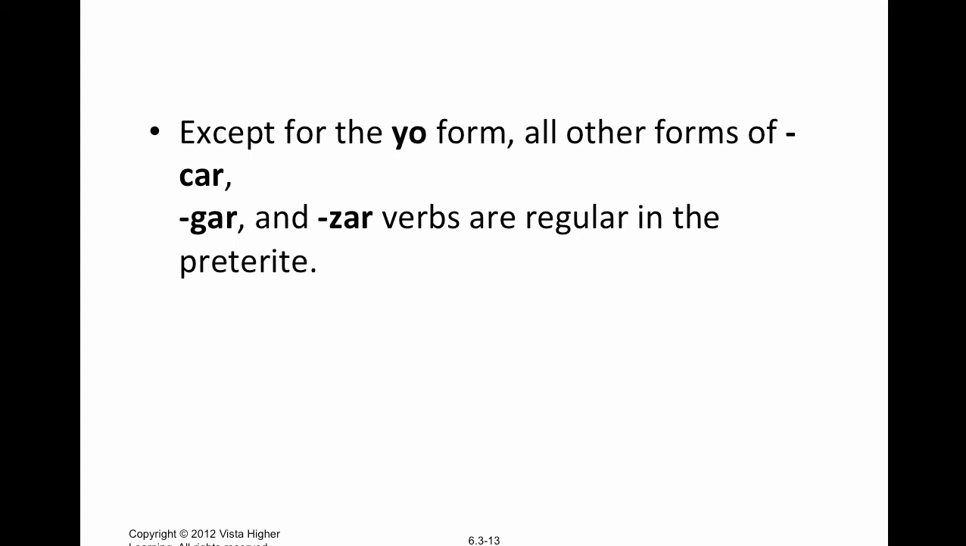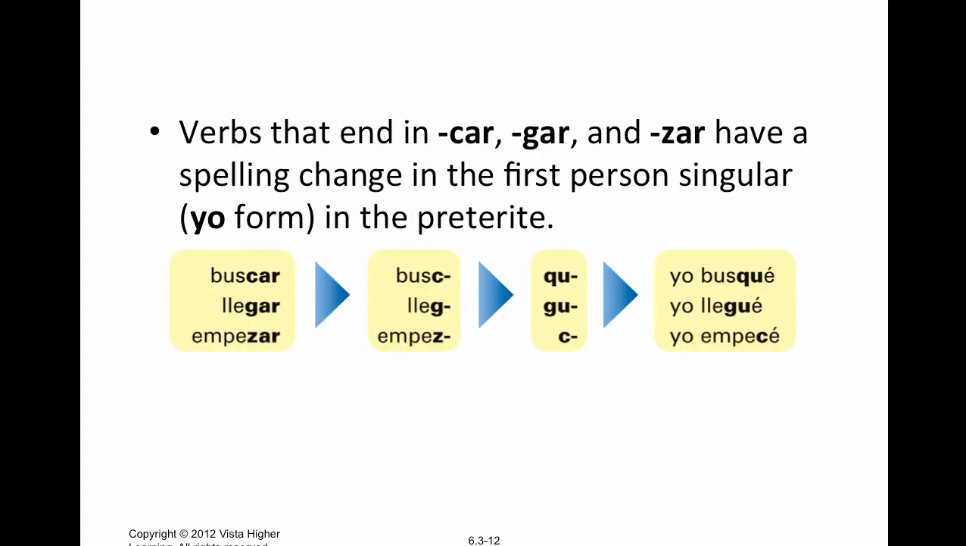Except for the yo form, all other forms of car, gar, and zar verbs are regular in the preterite. Okay? So we'll see here, beyond just this yo form, the car, gar, zar verbs are regular in the preterite. So this is the only irregularity we see with these verbs in the preterite, is in the yo form. Beyond that, everything will follow the same order. So the car, gar, and zar will all follow all of the normal rules that a typical AR verb in the preterite tense would follow.